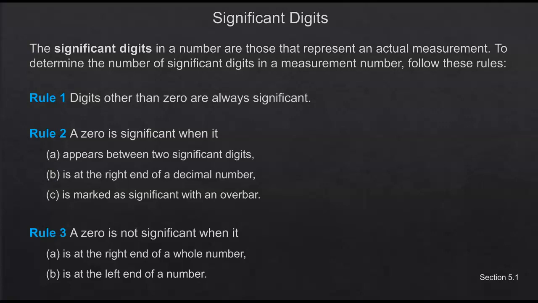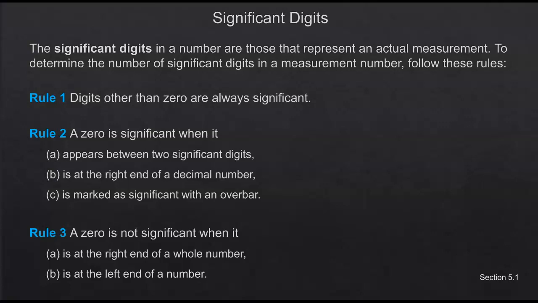Okay, so these are rules for significant digits. How do we know how many digits are significant when we're looking at a measurement number? All right, rule number 1, digits other than 0 are always significant. So if it's not 0, it's significant for sure. Rule number 2, a 0 is significant when it appears between two significant digits. So if it's between two numbers that are not zeros, it's significant. It's also significant at the right end of a decimal number, or if it's marked as significant with an overbar, a little bar on top of the 0.